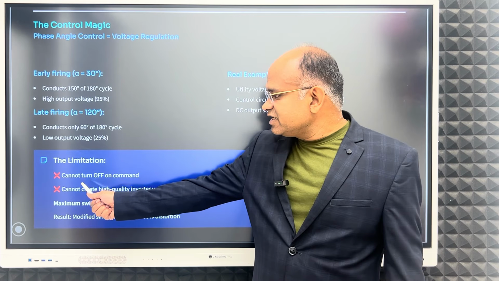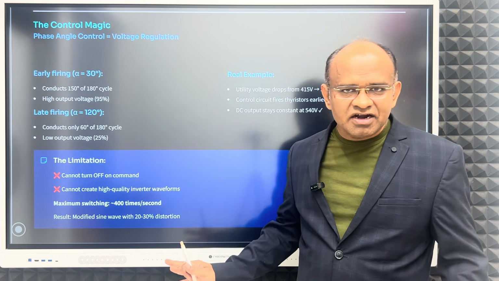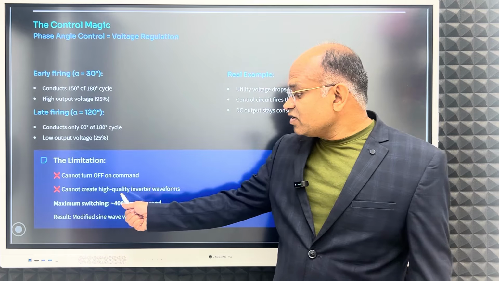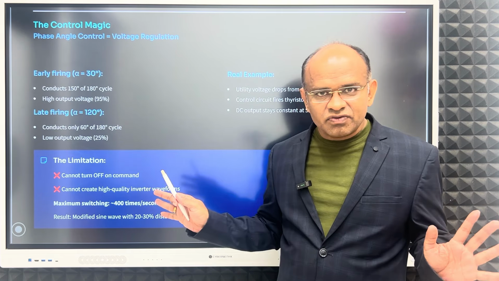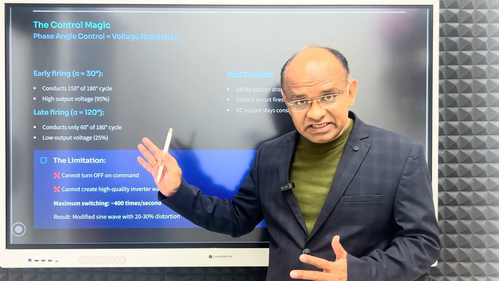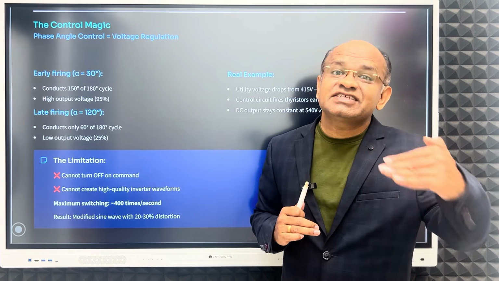So the limitation: it cannot turn off on command. Turning off is not possible, so it cannot create high quality inverter waveforms. High quality inverter waveforms are not possible. We will see how the IGBT is the next level.